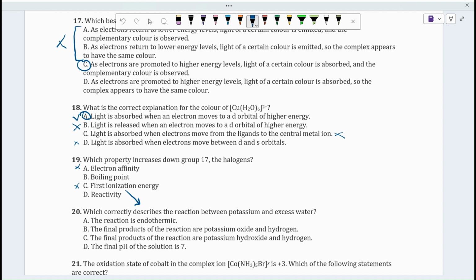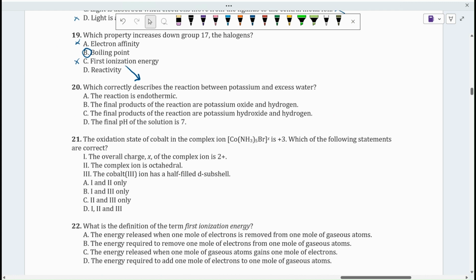Boiling point. This is our answer. Why? Because as we move down the group, the size of our atoms, the size of our halogens, increases. There are more van der Waals forces. Yeah, we go back to forces, topic 4. So that increases the boiling point.